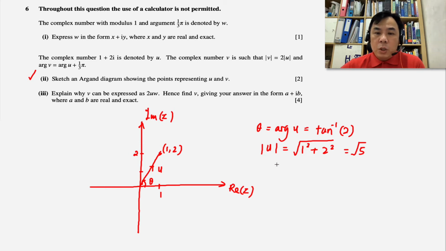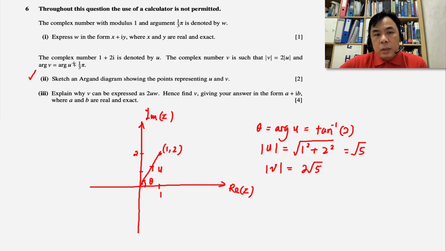Therefore, the magnitude of v will be twice of root 5, right? It will be a bit longer, right? And then where is this complex number v located then?